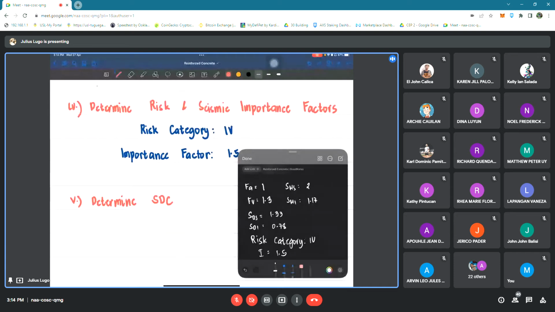Okay, so determine your SDC, or your seismic design category. Proceed to your Table 3.D.3, guys. There you will see what our requirement is for the SDC. Okay, so we have two types of SDC.